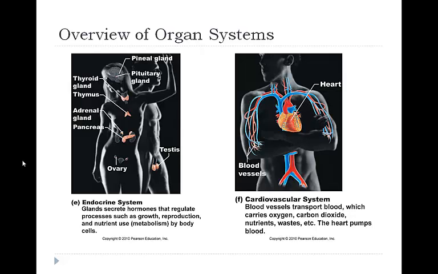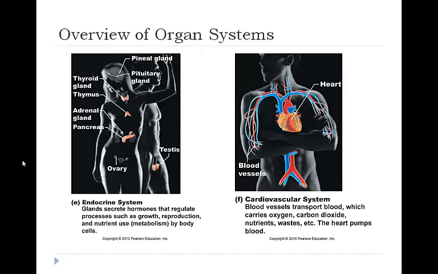Next one is your cardiovascular system. It's going to be transporting your blood, and carried through your blood is going to be a whole bunch of stuff. It's going to be carrying oxygen, carbon dioxide, all kinds of nutrients. It's going to have wastes, and you're going to have your heart as your main pump carrying all that stuff along.